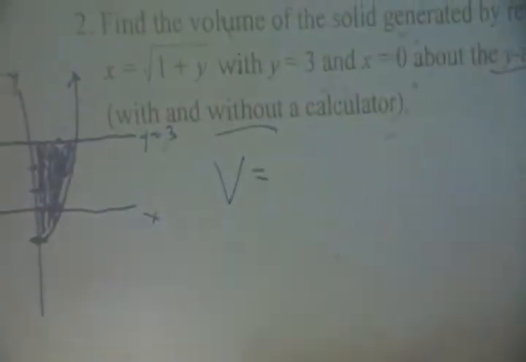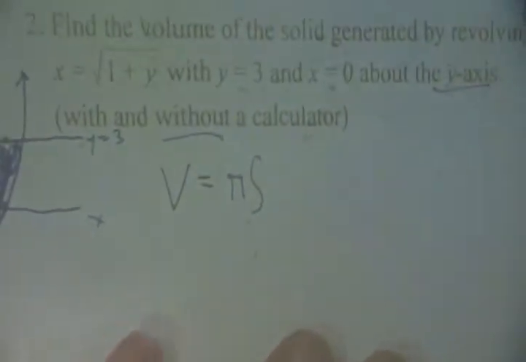So we are ready for our integral now. V equals pi. I'm going to take out pi as a constant multiple. Remember, I want y limits. So the y limits are negative 1 to 3.